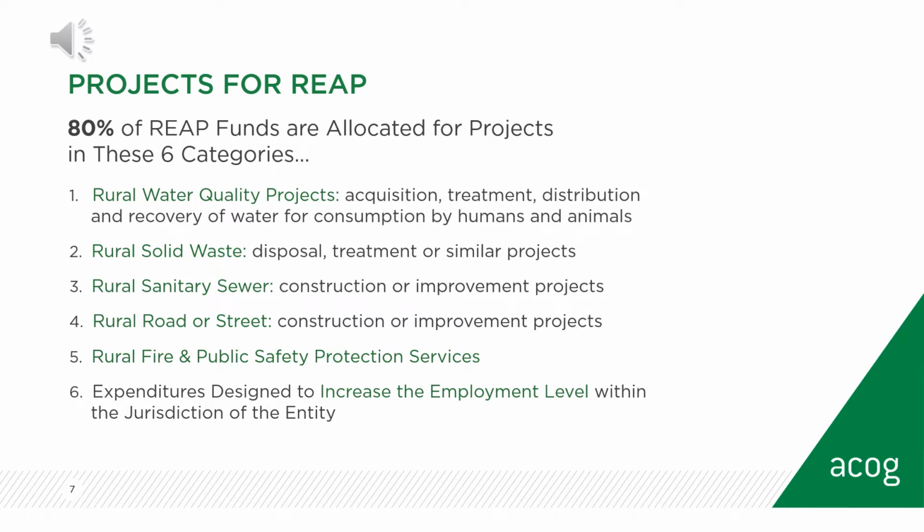REAP funds carry different weight depending on the type of project you apply with. 80% of REAP funds are allocated for projects in the following 6 categories: rural water quality projects, rural solid waste, rural sanitary sewer, rural road or street, rural fire and public safety protection services, and expenditures designated to increase the employment level within the jurisdiction of the entity. To offer you an example, you may apply with a project in Category 6 to create a small business accelerator in your community.